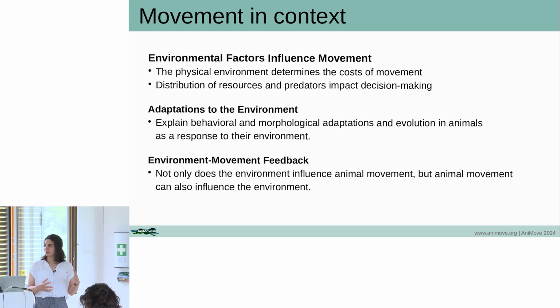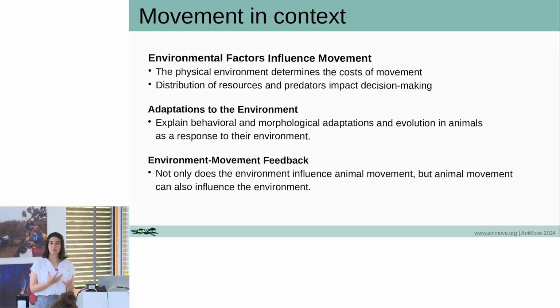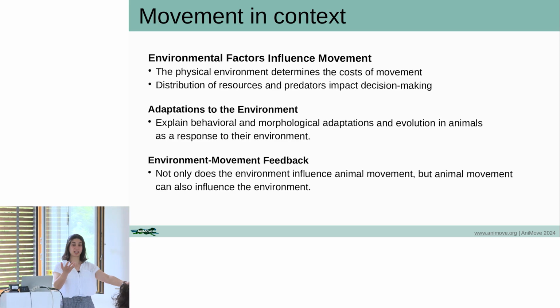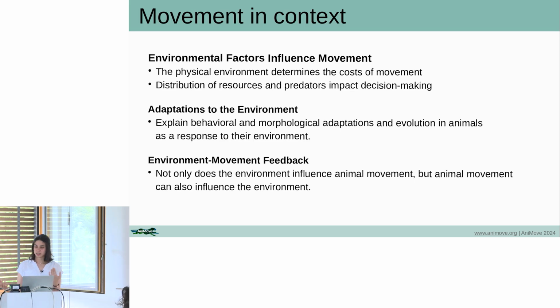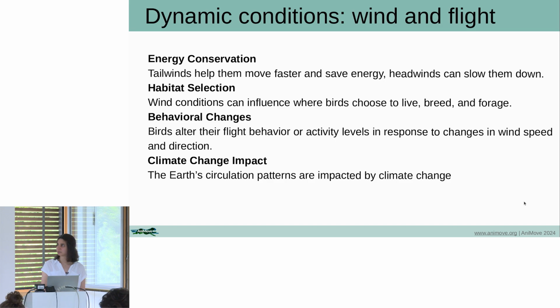Also, adaptations to the environment explain a lot of behavioral and morphological characteristics and the evolution of these in animals. And then there is the feedback between the environment and the movement. Animals can also impact the environment with their movement. If an elephant is moving through a landscape, it's going to create paths that then other species can use, so the elephant is impacting the environment as well. There are all of these different aspects that could be relevant for your projects that would inspire you to want to look at movement and environmental conditions at the same time.